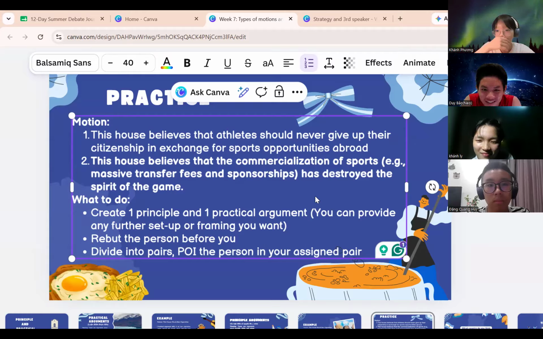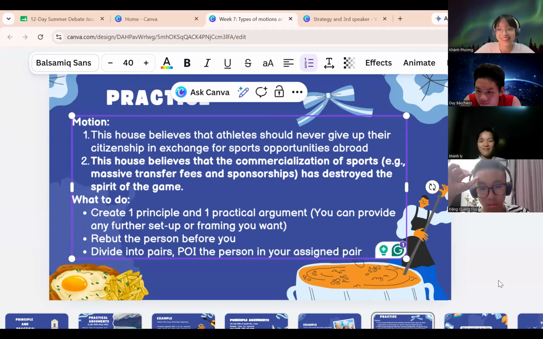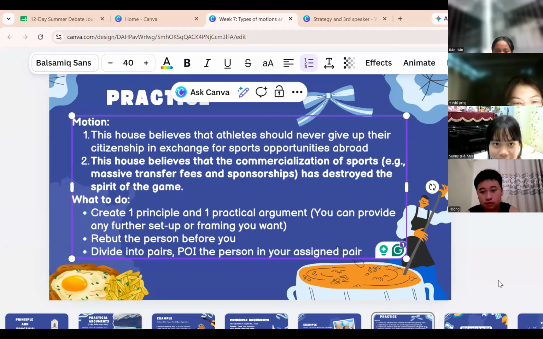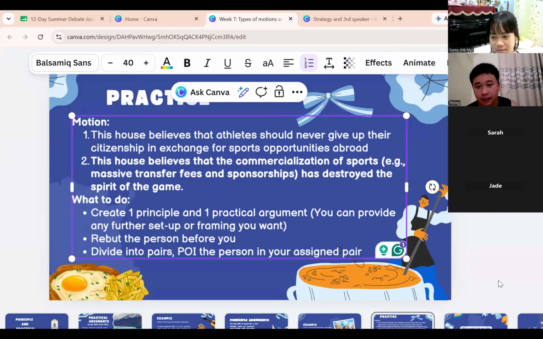So now I will assign you into teams. First we have Neo and Silver. How about this? Okay, I'll just do it so it'll be quick. Neo and Lee. Okay. And Neo will be affirmative and Lee will be negative.